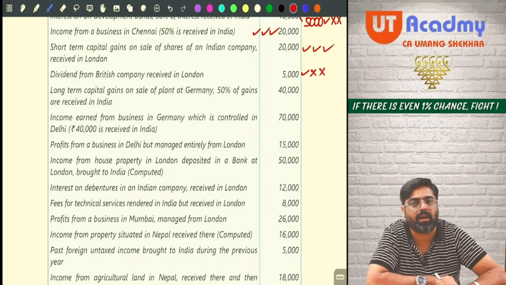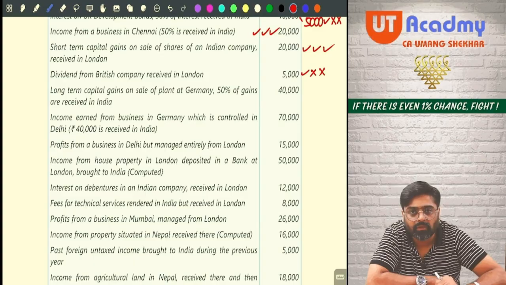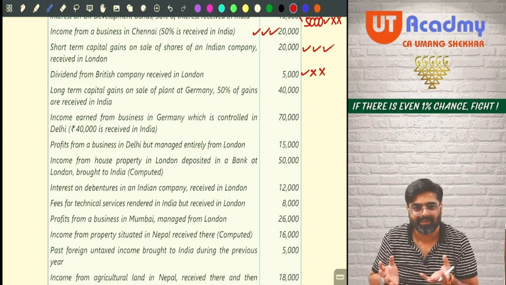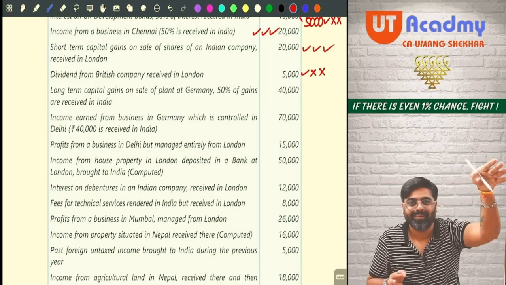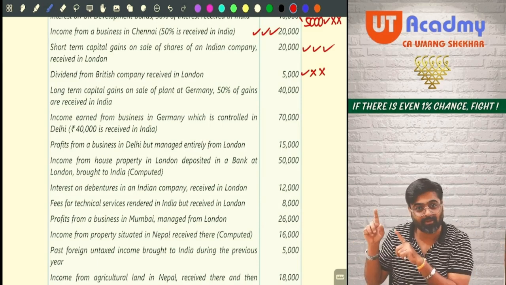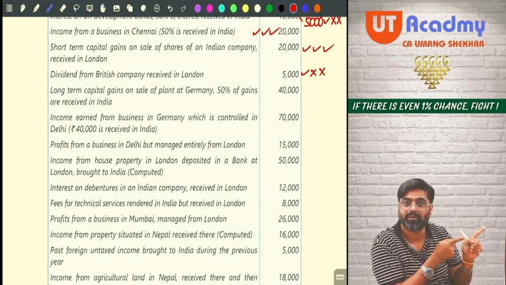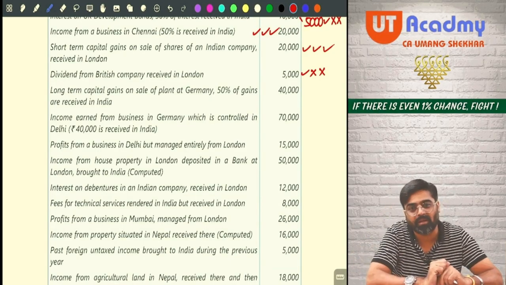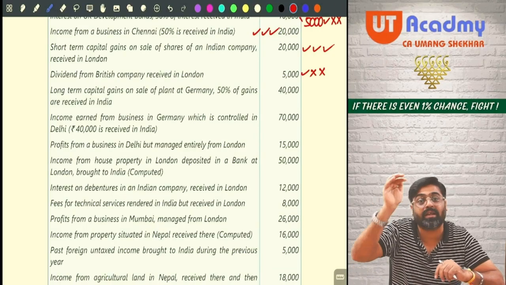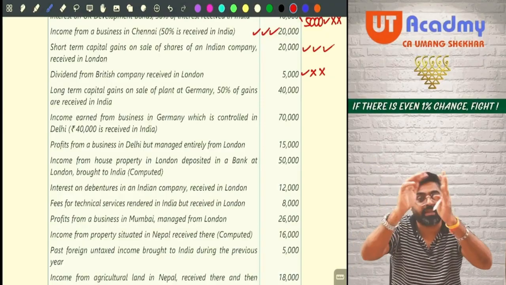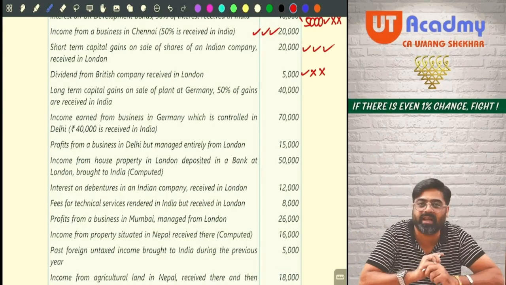Long-term capital gain on sale of plant at Germany. Plant means what plant? The green one, giving you shade, taking carbon dioxide and giving out oxygen? English is a funny language. Plant means that plant and also the other plant. Which plant are they talking about? Plant and machinery, an asset. Where is the asset? Plant at Germany, meaning the asset is in Germany. So you are selling the asset which is in Germany, and by sale of that asset the income is accruing outside India, no?